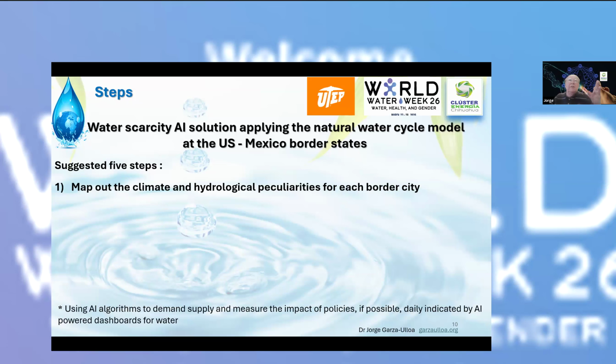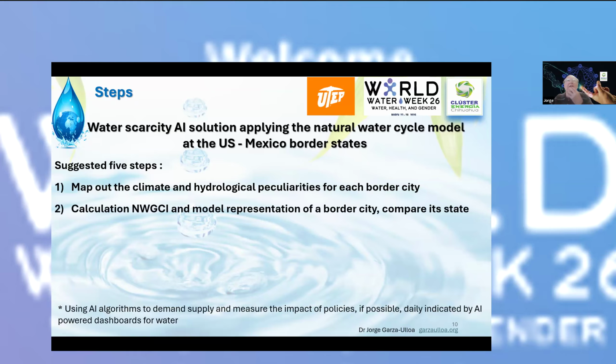First, I want to map out the climate and hydrological peculiarities for each border city. I already had that on the last slide. Then I'm going to calculate and represent the border cities. I already have that on the last slide too. Then we are going to make a water scarcity action plan. Now we have the problem and we know how to measure it. That means if we invest something and we see that the level of water is improving, our investment is working. But we need to define local and border policies. It's not easy, I know.